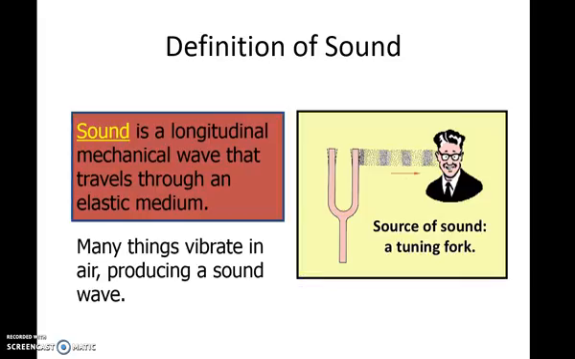So, the definition of sound. Sound is a longitudinal mechanical wave that travels through an elastic medium. Many things vibrate in air, producing a sound wave. The sources of a sound send it through the air, and it hits our ear. The example here is a tuning fork.